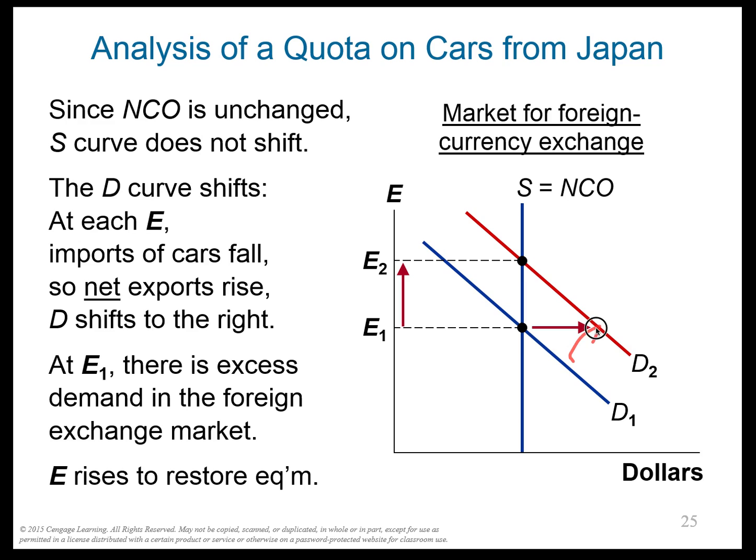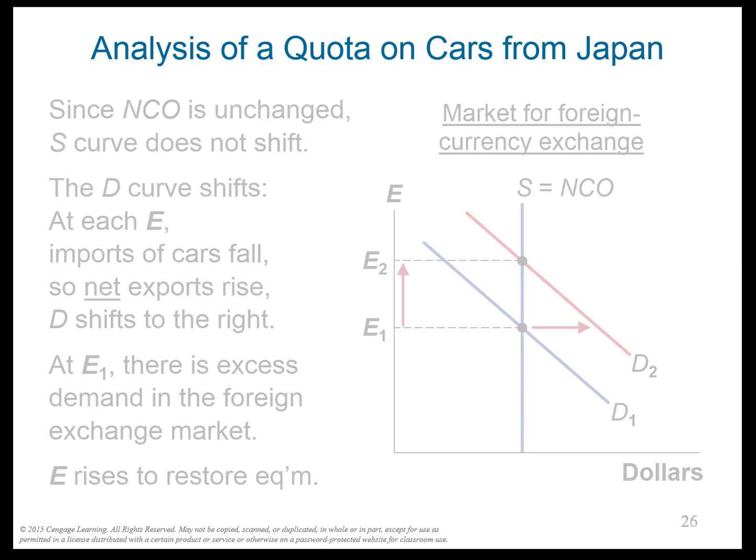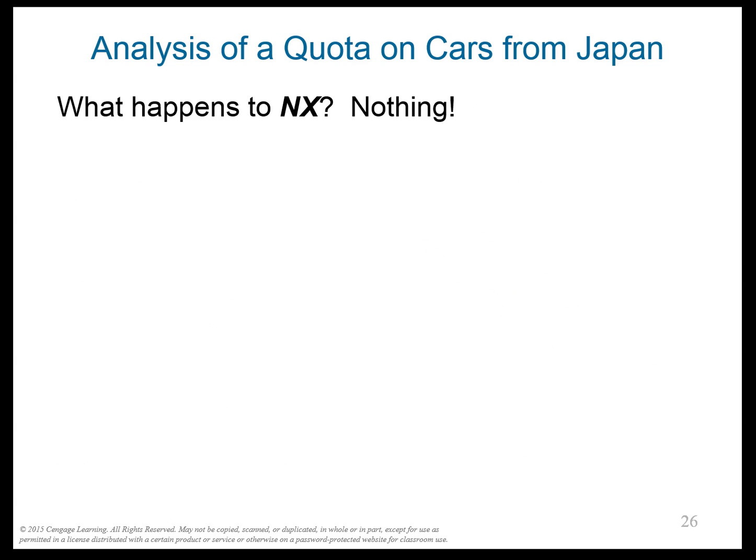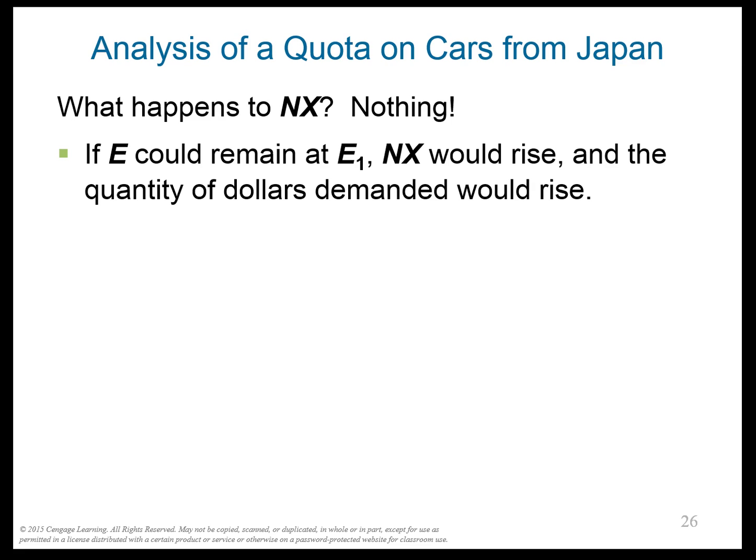The net exports demand curve, yes, it shifts out, but because the NCO curve is straight up and down and it doesn't change, it just goes straight up. The real exchange rate becomes more expensive. In other words, we stop importing so many cars, but because the real exchange rate rose, we start importing a whole lot of everything else, okay? And so you see, in general, nothing ends up happening to net exports, right?